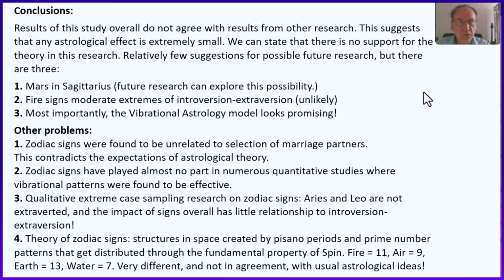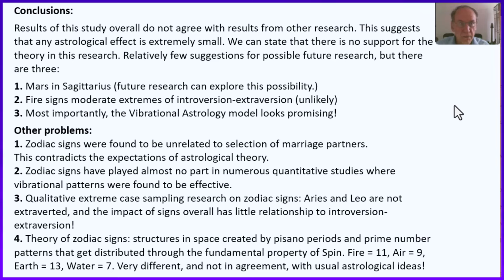There are problems trying to confirm things like zodiac signs. Let me mention 4 other problems. Zodiac signs were found to be unrelated in the selection of marriage partners. I've made a series of videos on the selection of marriage partners, no connection to zodiac signs. That's stunning. Shocking. We cannot confirm zodiac signs with measurable results. Number 2, zodiac signs played almost no part in numerous quantitative studies where vibrational patterns were found to be effective. We did research on the greatest athletes, most famous rock and roll stars, gold prices, so many things.